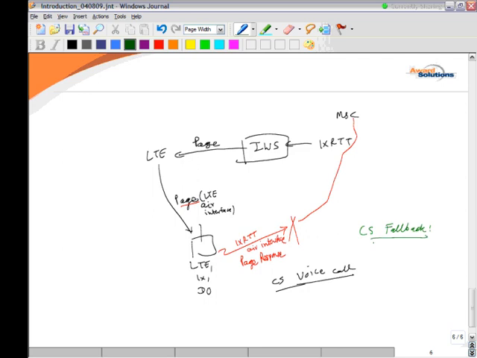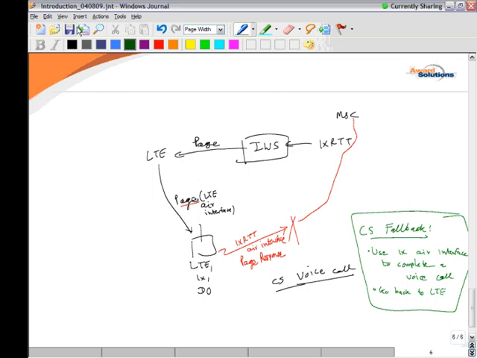So basically, here we use a 1X air interface to complete a call, and then we go back to LTE once the call is over, because we were in LTE earlier. So this is one kind of feature that is available for interworking between LTE and 1X RTT. Similarly, you have interworking between LTE and GSM for circuit switch calls. Very good.